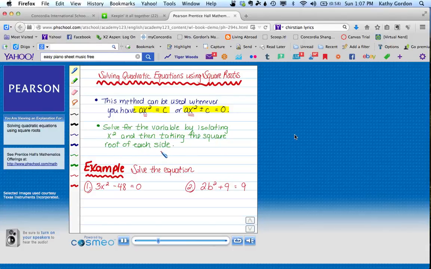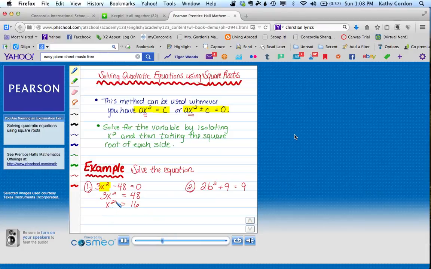Let's take a look at a couple of examples. In our first example here, you see we have x squared. We want to isolate the x squared. To do this, we'll begin by adding 48 to each side of our equation. When we do that, we're going to get that 3x squared is equal to 48. Now, to isolate x squared, we want to divide each side of our equation by 3. When we divide 48 by 3, we're going to get 16. So x squared is equal to 16.